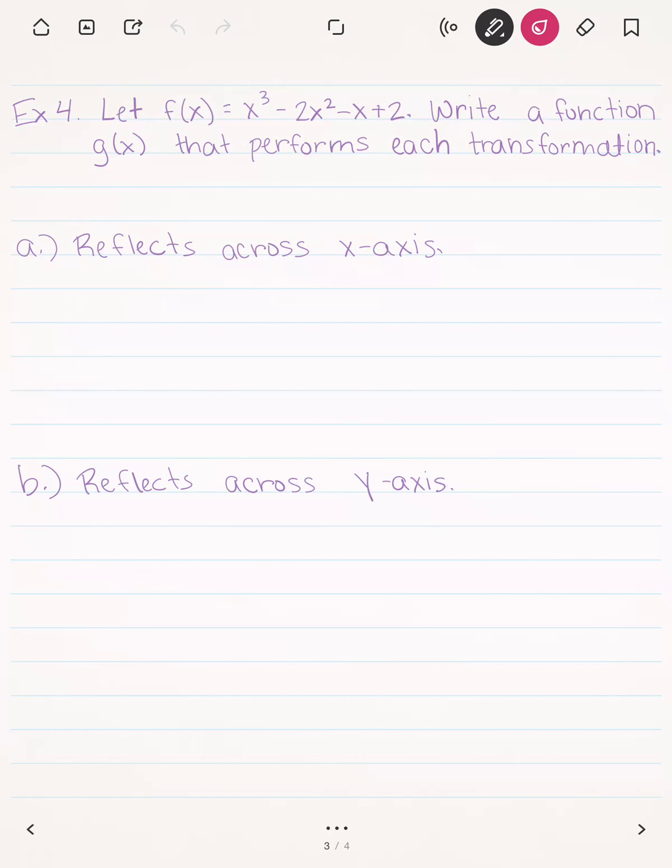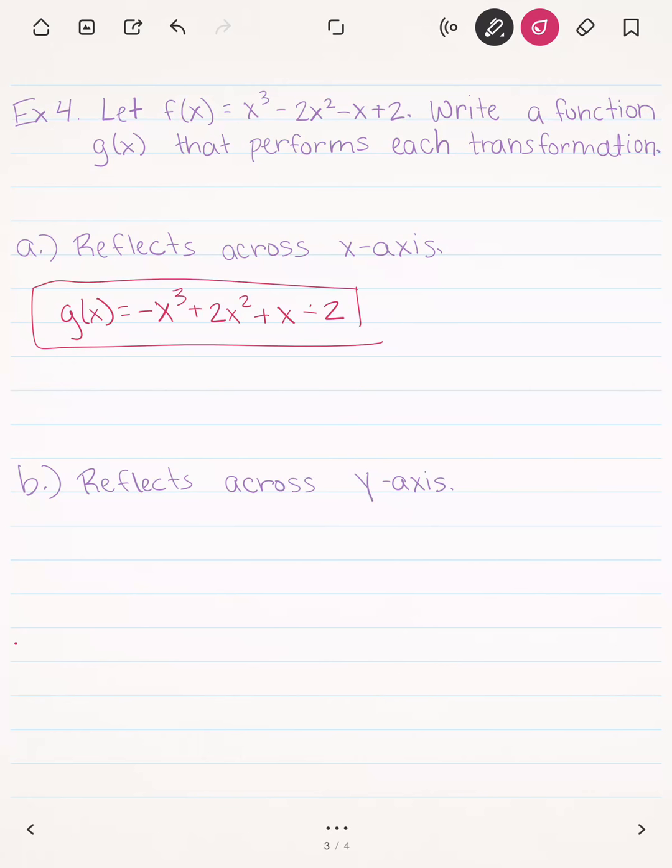So example 4, we let f of x equal x cubed minus 2x squared minus x plus 2. Again, we want to write a function g of x that performs each transformation. Looking at A, it's reflecting across the x-axis. So remember, when it reflects across the x-axis, we just change all of the signs. So I get a negative x cubed plus 2x squared plus x minus 2. So there's the function that reflects across the x-axis.